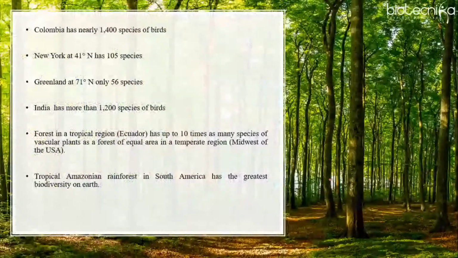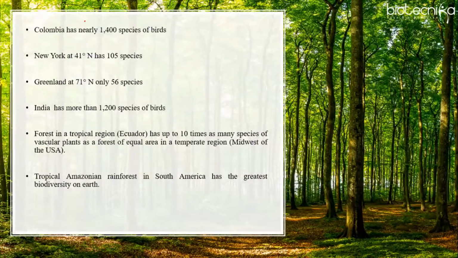So here are the examples. You can see that the tropics harbor more species than temperate or polar areas. Like Colombia, located near the equator, has nearly 1,400 species of birds, while New York at 41° north has 105 species. Greenland has 56 species. And India, which has much of its land area in tropical latitudes, has more than 1,200 species of birds.